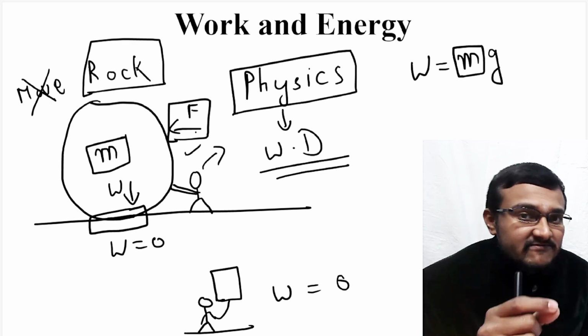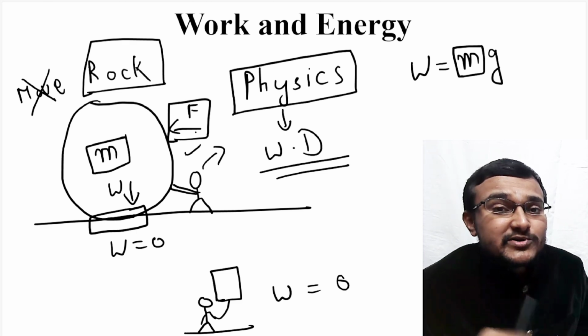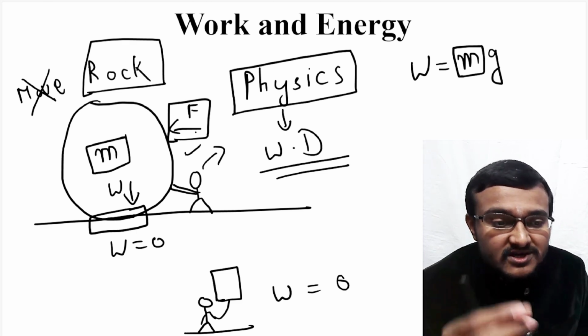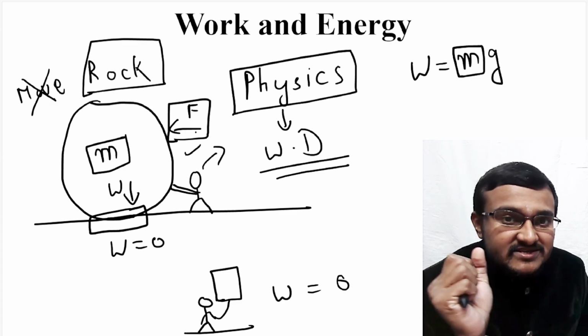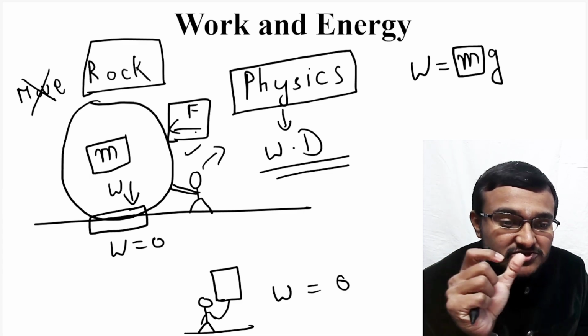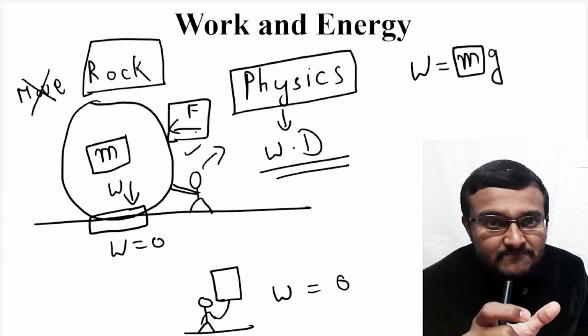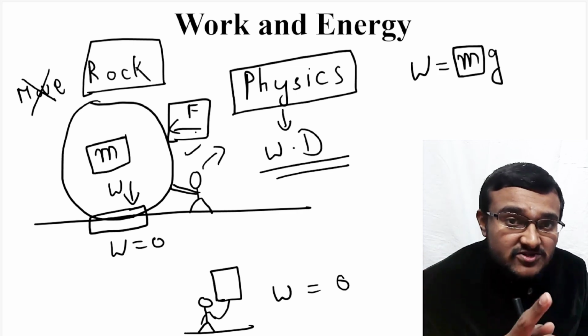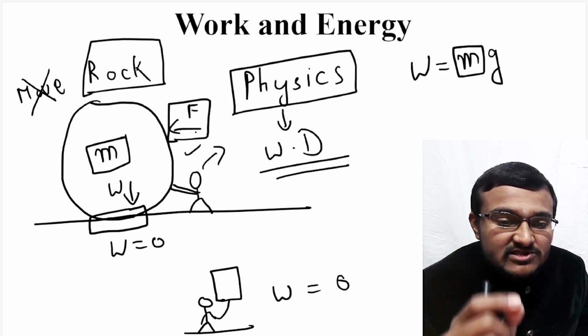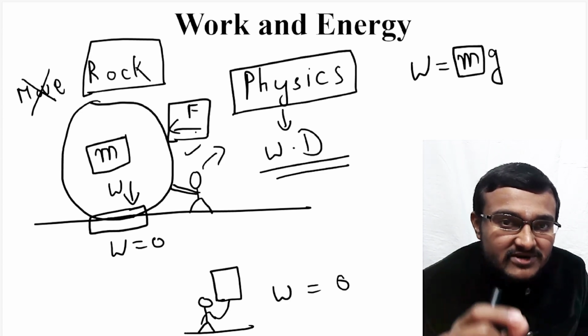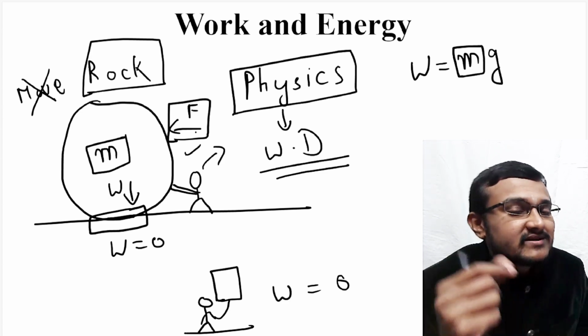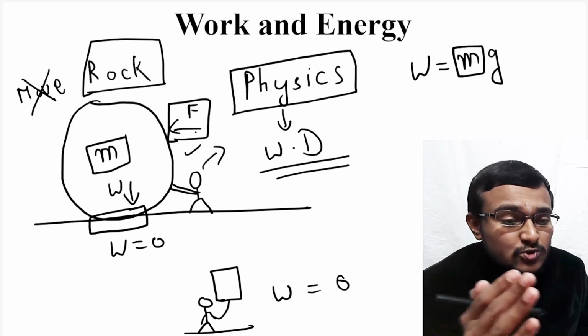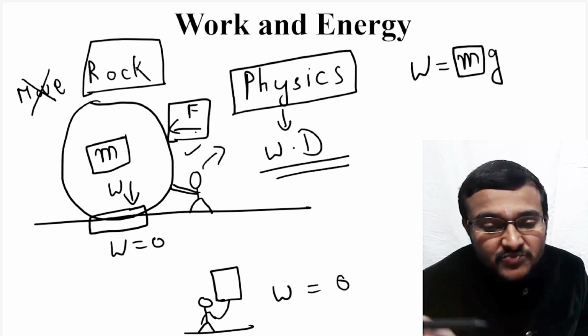Here the person is applying force, but he is not putting enough force to move that rock from its initial position. That means there is no displacement happening. The rock is not traveling through a certain distance along the direction of force. So even though force is applied by this person, there is no work done at all, because there is no displacement of this particular object.